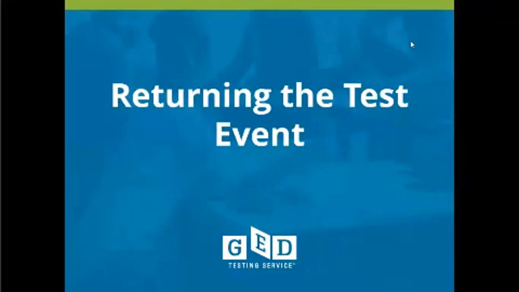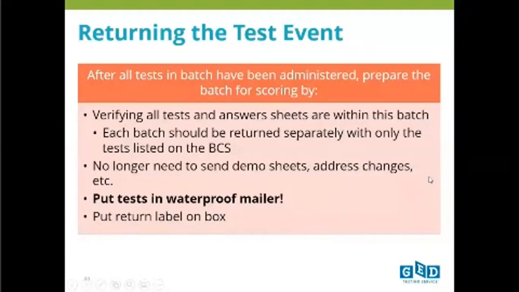Returning the test event. After all tests and batches have been administered, prepare the batch for scoring. Verify all tests and answer sheets are within the batch. Each batch should be returned separately with only the tests listed on the batch cover sheet. You no longer need to send demo sheets and address changes, and please put the tests in the waterproof mailer. Put the return label on the box.